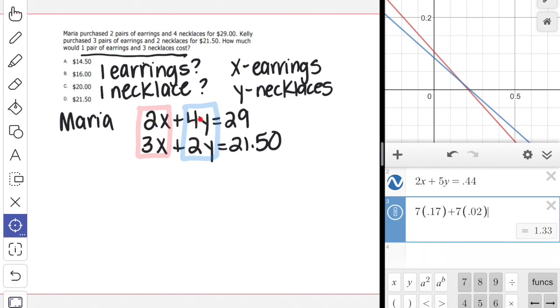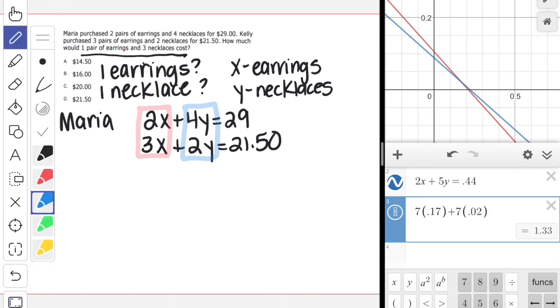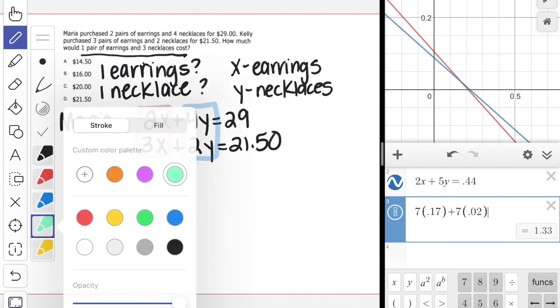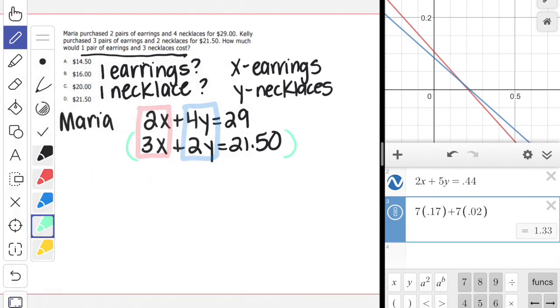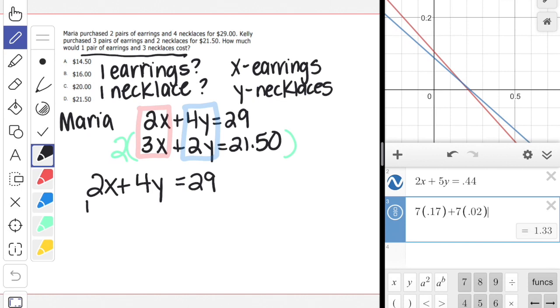But I do have 4 and 2. So I can easily turn a 2 into a 4. So I'm going to turn that 2 into a 4 by multiplying this whole equation by 2. So the first one I didn't change anything with, so I still have 2x plus 4y equals 29. And the bottom one I now have 6x plus 4y equals, and that's going to be 43.